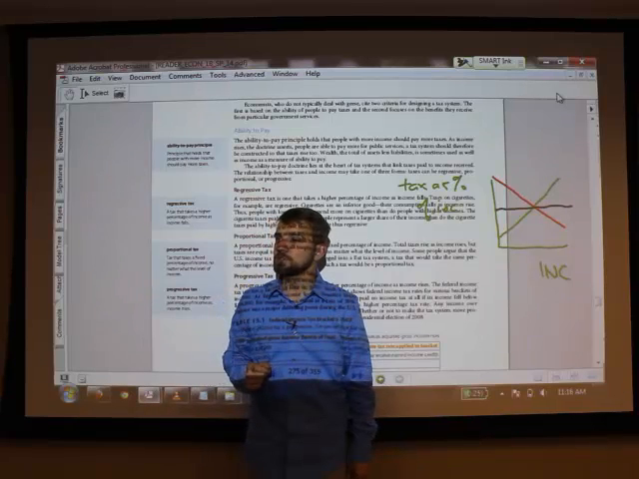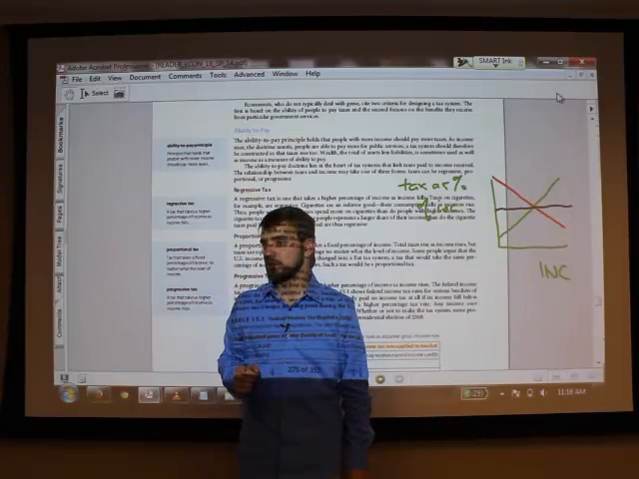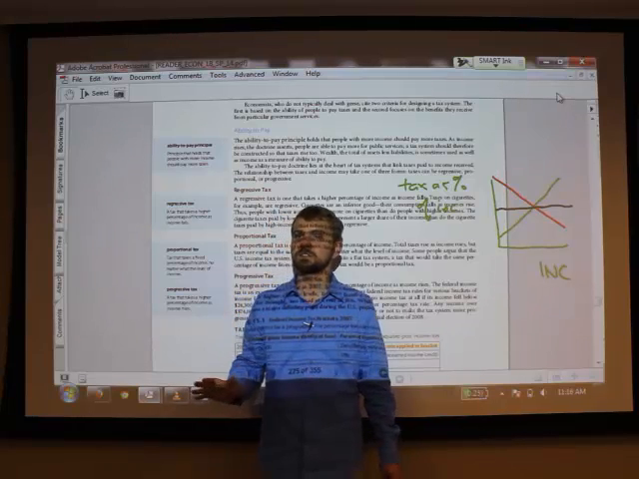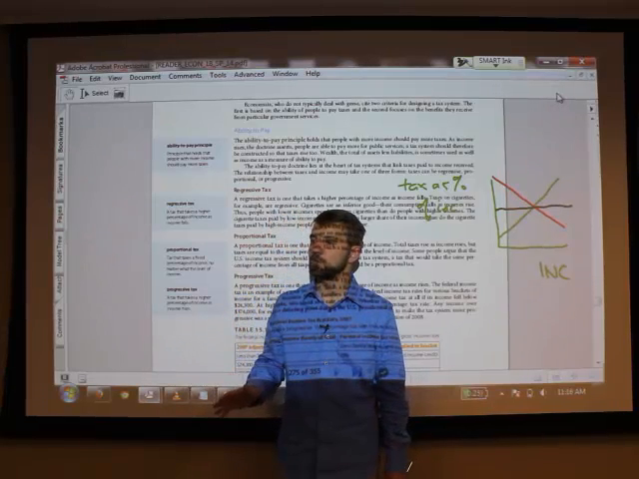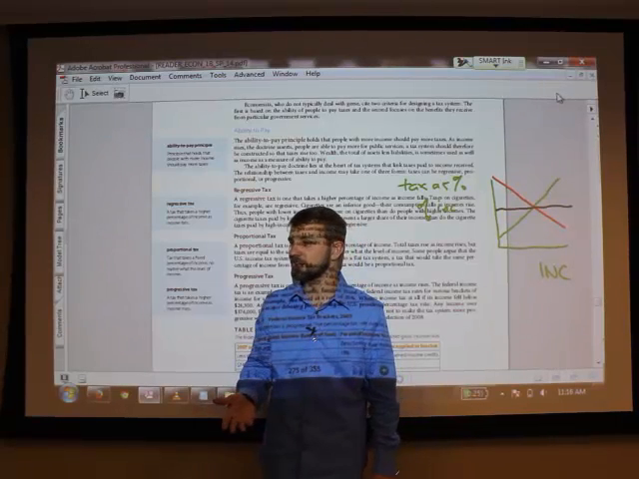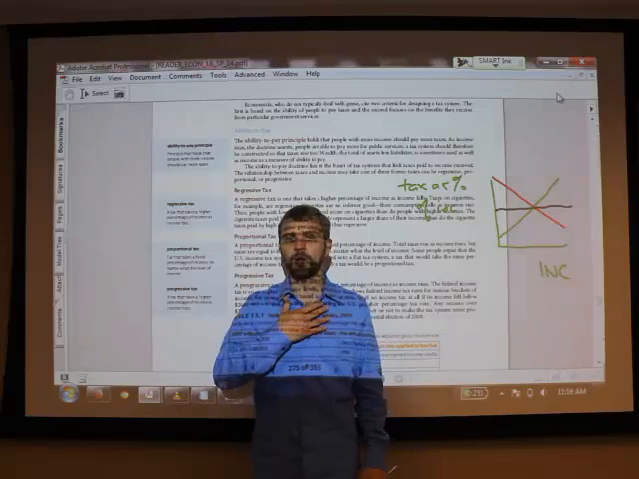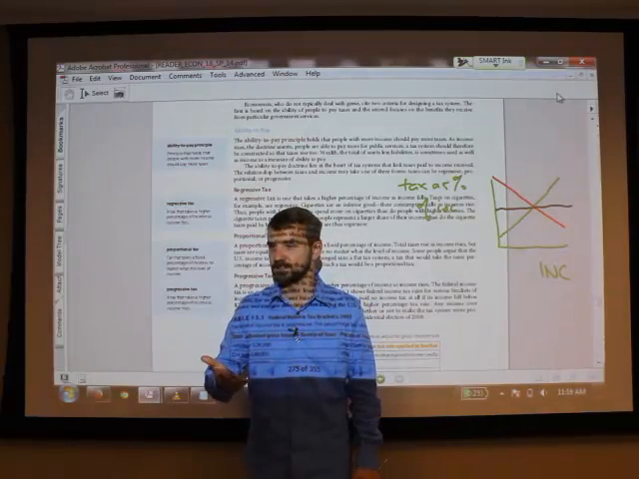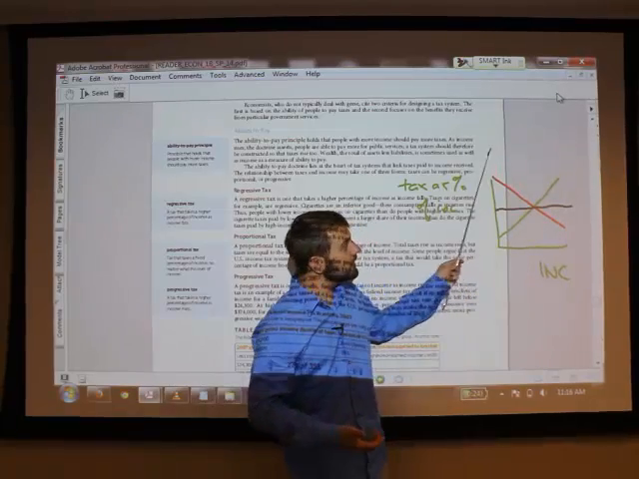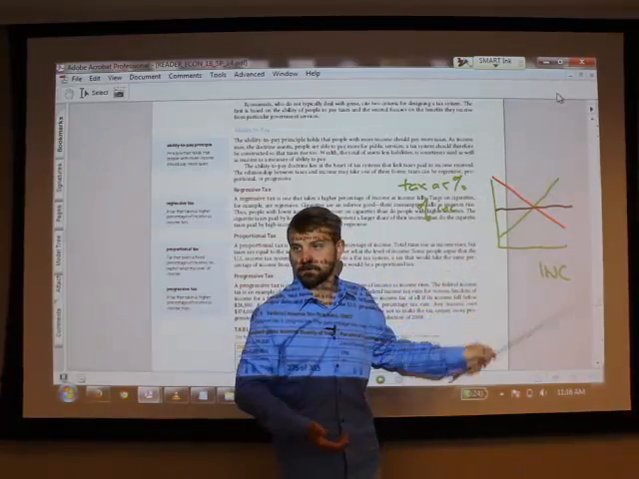Sometimes you hear proposals for a flat tax, for example, 15%. No matter what your income is, you pay 15%. If you're Bill Gates, you pay 15% income tax. If you're Matt Holian, you pay 15% income tax. This would be a proportional tax. There are also regressive taxes.